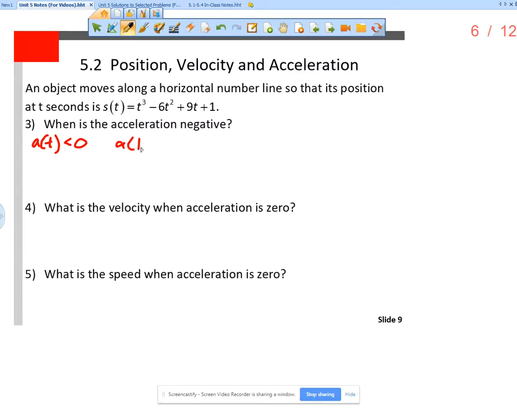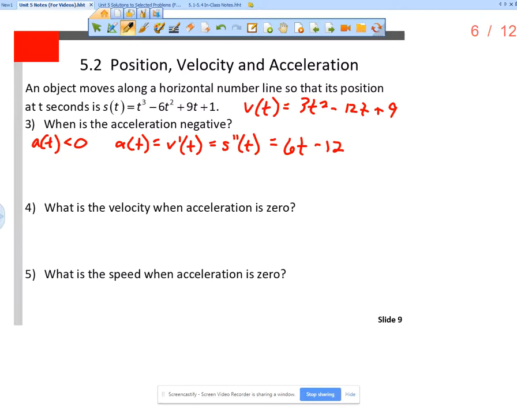So I need to find acceleration. Remember, acceleration is equal to v prime of t, which is equal to s double prime of t. So really, all I need to do is take the derivative of the velocity that I had earlier. Velocity was 3t squared minus 12t plus 9. Now I take the derivative of that. So I get 3 times 2, 6t minus 12. I wrote 9, but I said 6. 6t minus 12.